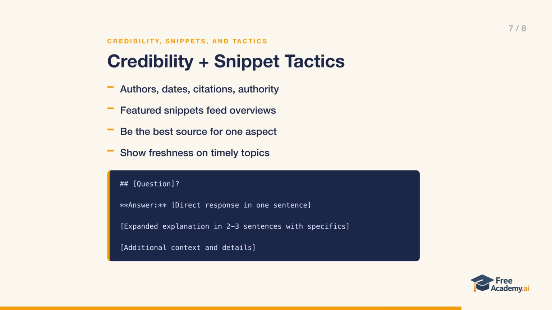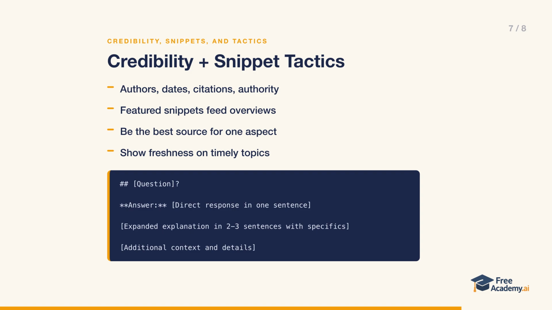3 more strategies round out the playbook. Include credibility signals because overviews favor trusted sources, author credentials, publication dates, source citations, and organizational authority. Target featured snippets because snippets often feed AI overviews. That means paragraph snippets with a definition in 40 to 50 words, list snippets like the top 5 items, and clear comparison tables. Then apply the specific tactics from the lesson.